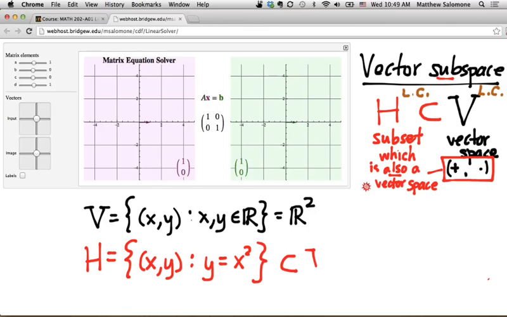So this is a subset of V. In particular, if my vector space V is this xy plane up here, then what does a subset H look like? The set of points where y is equal to x squared. It's a parabola. I'm not going to be particularly careful in what that parabola looks like, but it's something like that. So there's H as a subset of V. And the question is, is H a vector subspace of V or not?